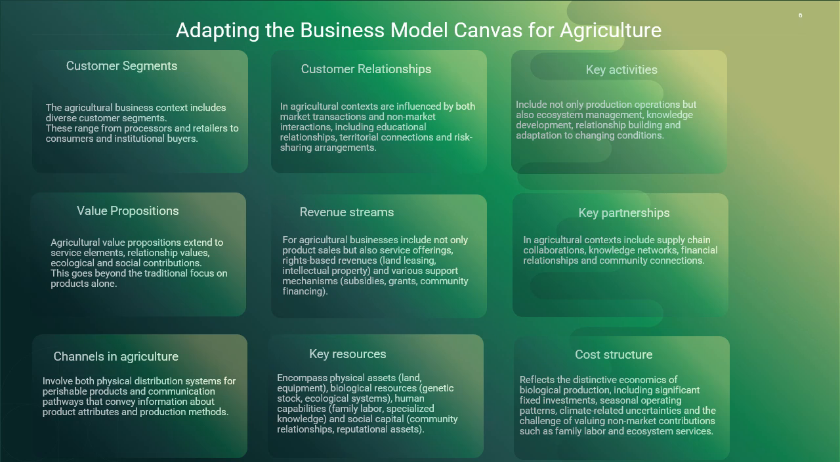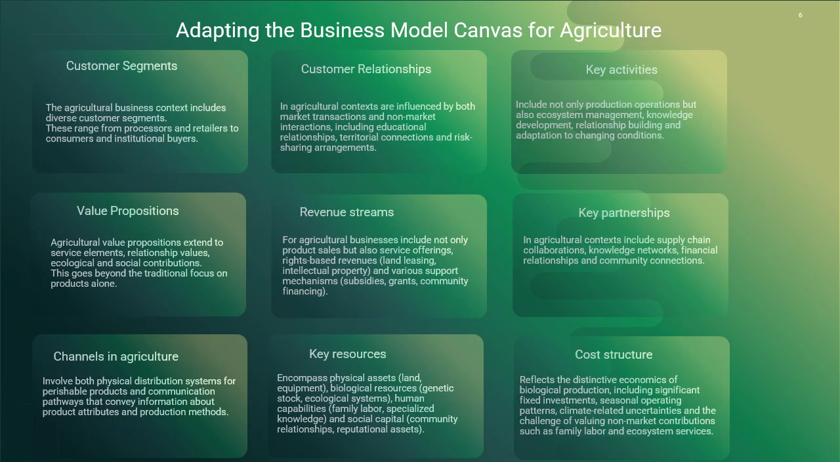Customer relationships in agricultural contexts are influenced by both market transactions and non-market interactions. These include educational relationships where knowledge is transferred, territorial connections that link products to specific places, and risk-sharing arrangements like community-supported agriculture where consumers participate in production uncertainties.